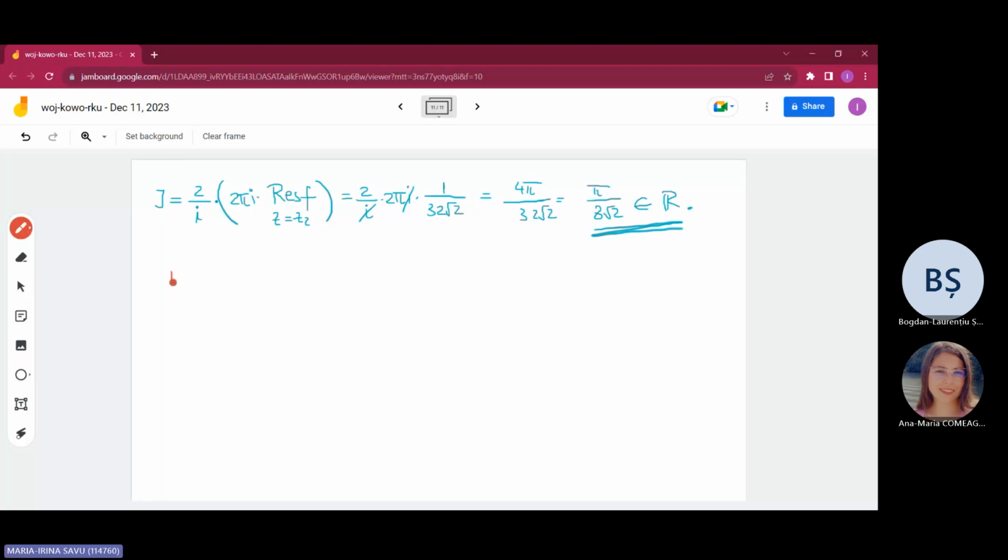Let's move to integrals of type 2, which are integrals of type I1, from minus infinity to infinity, of a polynomial p of x over polynomial q of x times cosine alpha x dx, and I2 is the integral from minus infinity to infinity of p of x over q of x times sine of x dx.